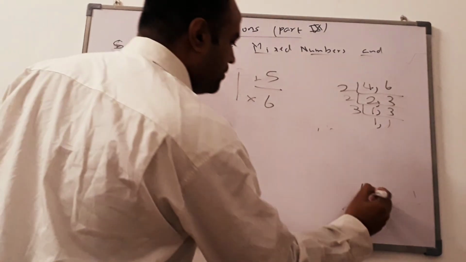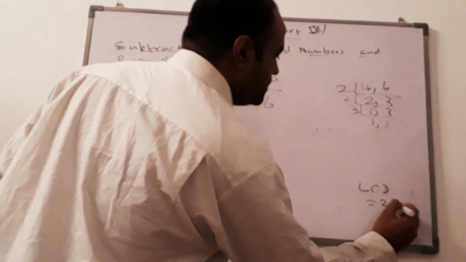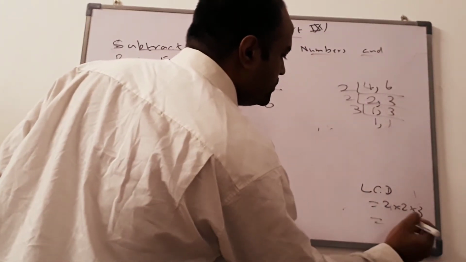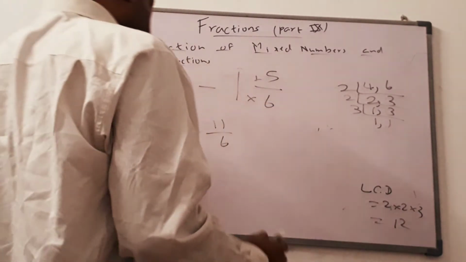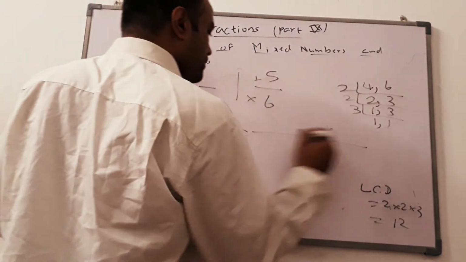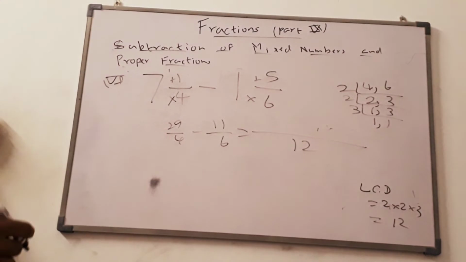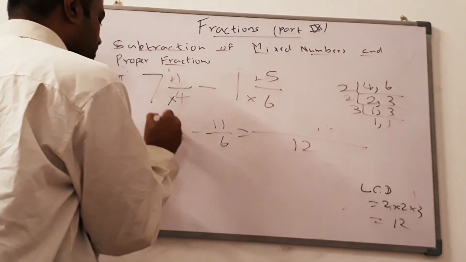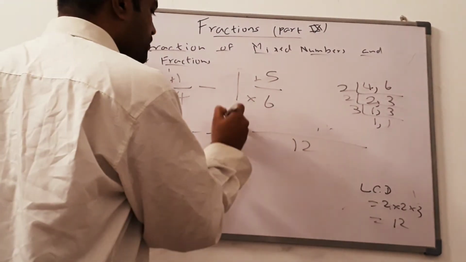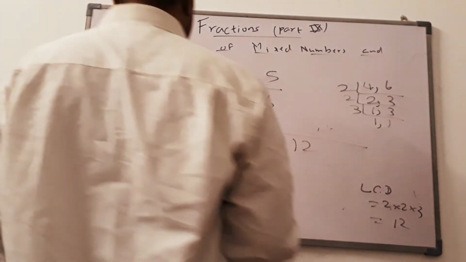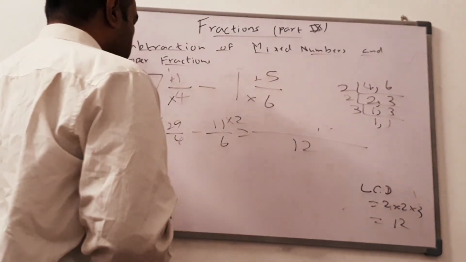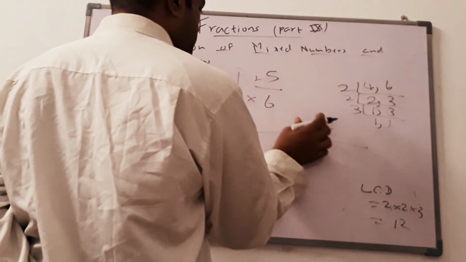So our least common denominator is 2 times 2 times 3. 2 times 2 is 4. 4 times 3 is 12. Now we have to take 12 as the common denominator. How many 4s? 3. So it is 3 times 29. How many 6s? 2. So it will be 2 times 11.